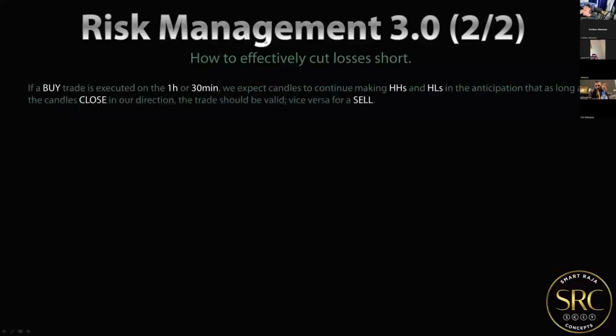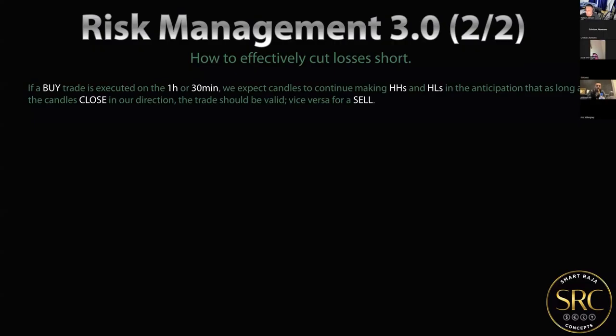All right. Now, static risk 3.0: how to effectively cut losses short. If a buy trade is executed on the 1 hour or 30-minute, we expect candles to continue making higher highs and higher lows. If a buy is executed, we anticipate that as long as the candles close in our direction, the trade should be valid, and it's the opposite for a sell.